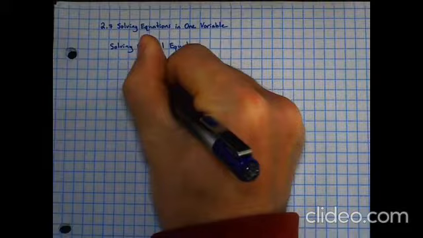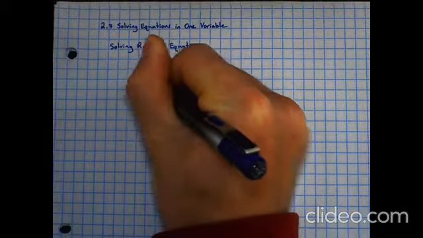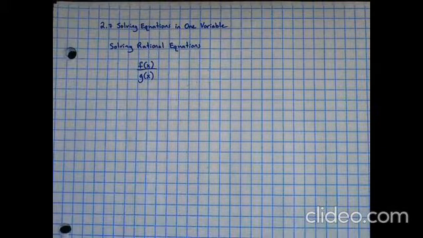Hello, Precalc. This is 2.7, solving equations in one variable. We're going to start by solving rational equations. And as we all know, rational equations are basically fractions with a function on the top and a function on the bottom. And when we solve these, they're equal to 0.